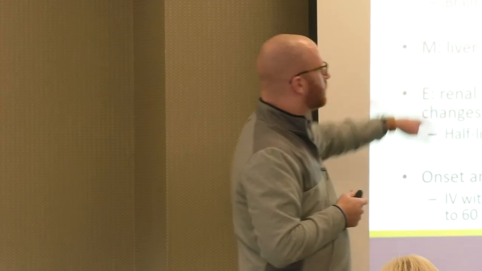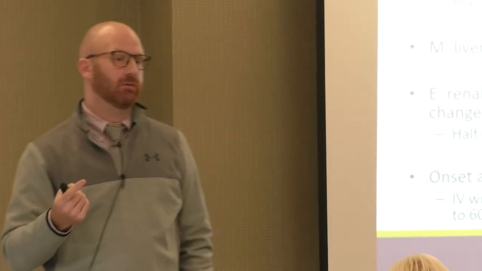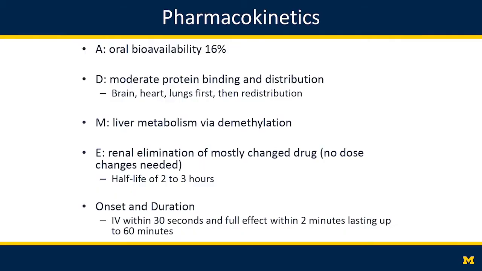But its most important PK part is where it distributes first. So brain, heart, and lungs. You should remember this because this is the side effect profile of this drug. So brain, people get hallucinations. Heart, people get tachycardia. Lungs, there are some patients that get respiratory depression from this drug. Right? So those are the 3 major side effects.